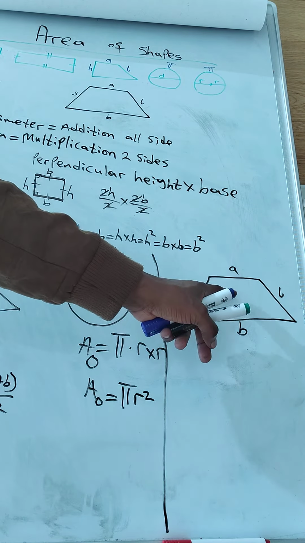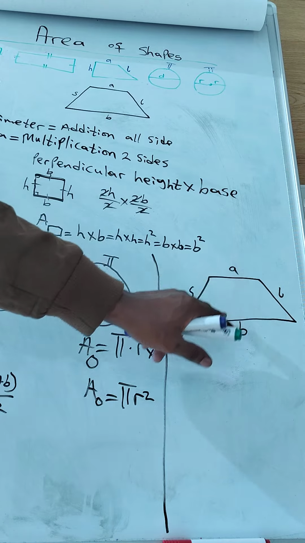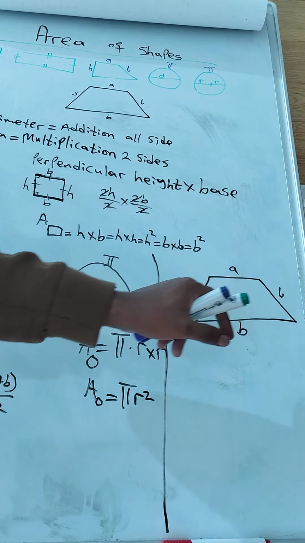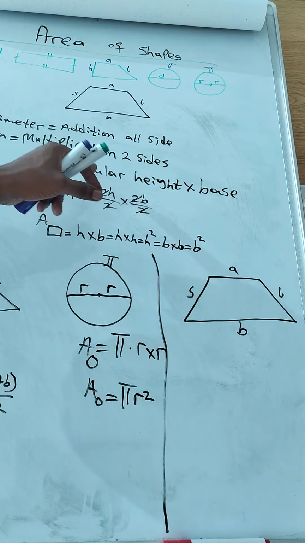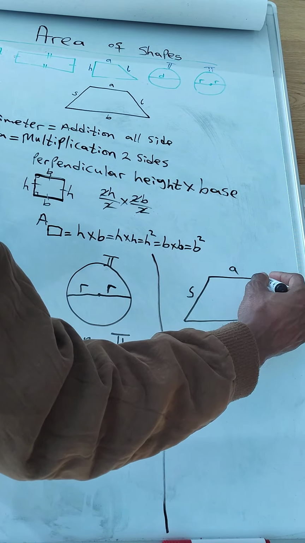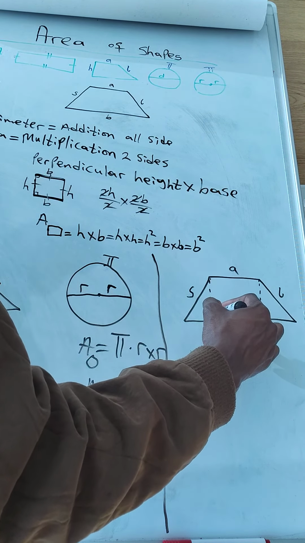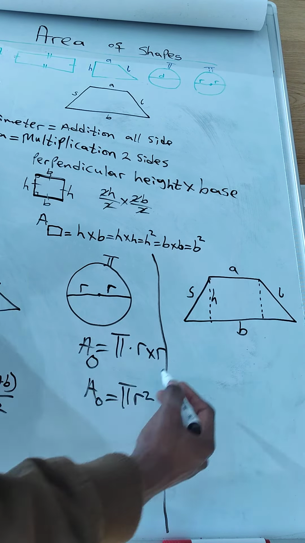This is not a curve shape. This is made up of lines. So there must be height. This is not height, this is slanted height. So we are looking for perpendicular height. We can have a perpendicular height here, which is still the same thing as this. So this is our height.